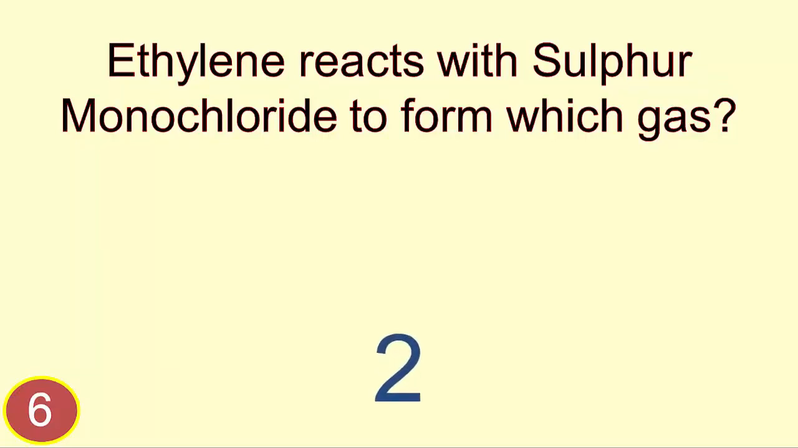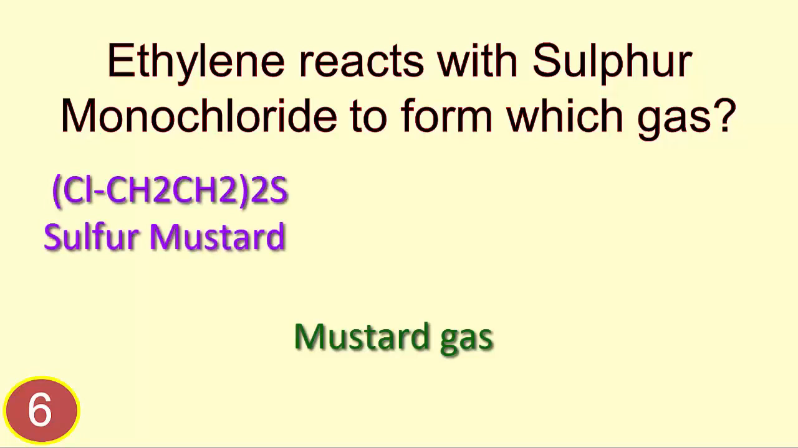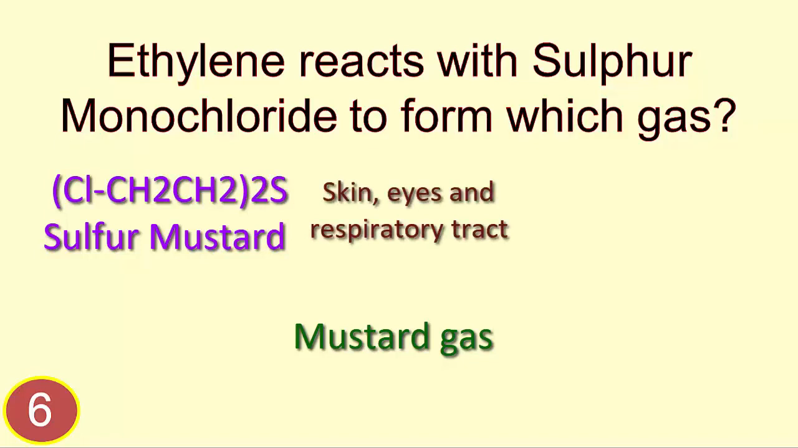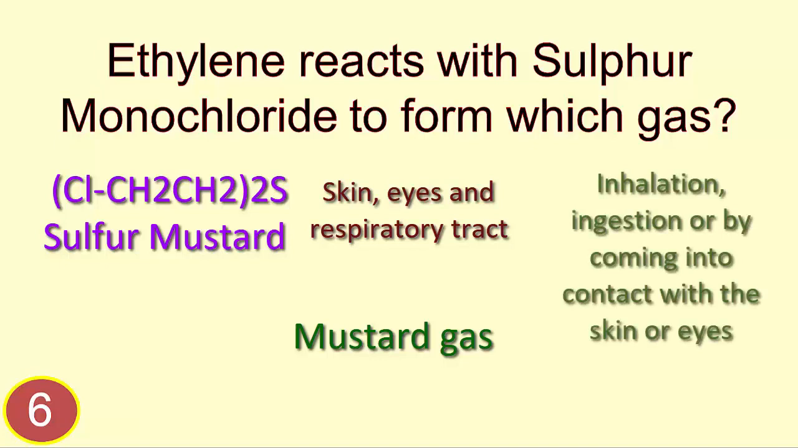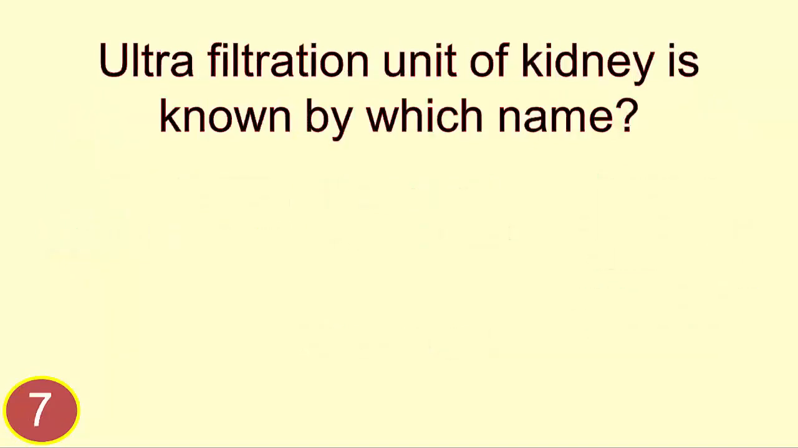Answer is mustard gas. Mustard gas or sulfur mustard is a chemical agent that causes severe burning to the skin, eyes and respiratory tract. It can be absorbed into the body through inhalation, injection or by coming into contact with the skin or eyes. Ultrafiltration unit of kidney is known by which name?